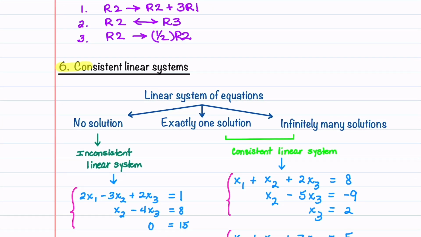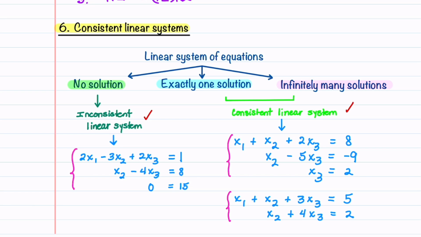The last topic that we're going to learn about is consistent linear systems. In a previous video, we learned that there can be 3 solutions to a linear system of equations. No solution, exactly one solution, or infinitely many solutions. If we have no solution, our linear system is called inconsistent. And if we have exactly one solution or infinitely many solutions, our linear system is called consistent.